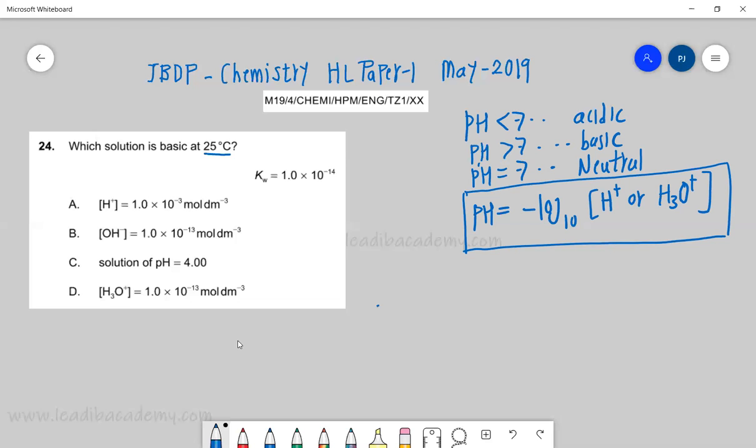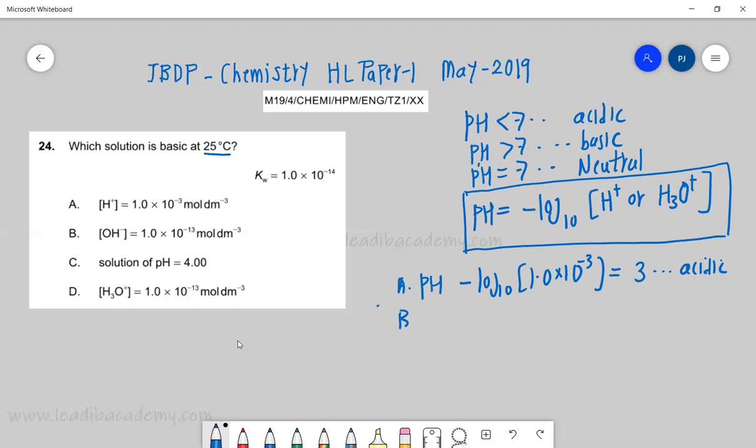So let's start looking into it. Option A, we have been given the hydrogen ion concentration. Simple. So if we take the minus log to the base 10 of 1 into 10 raised to minus 3, the answer would be 3. So definitely this is not the one. It is less than 7 pH. So this is the pH for option A, and that is not correct.